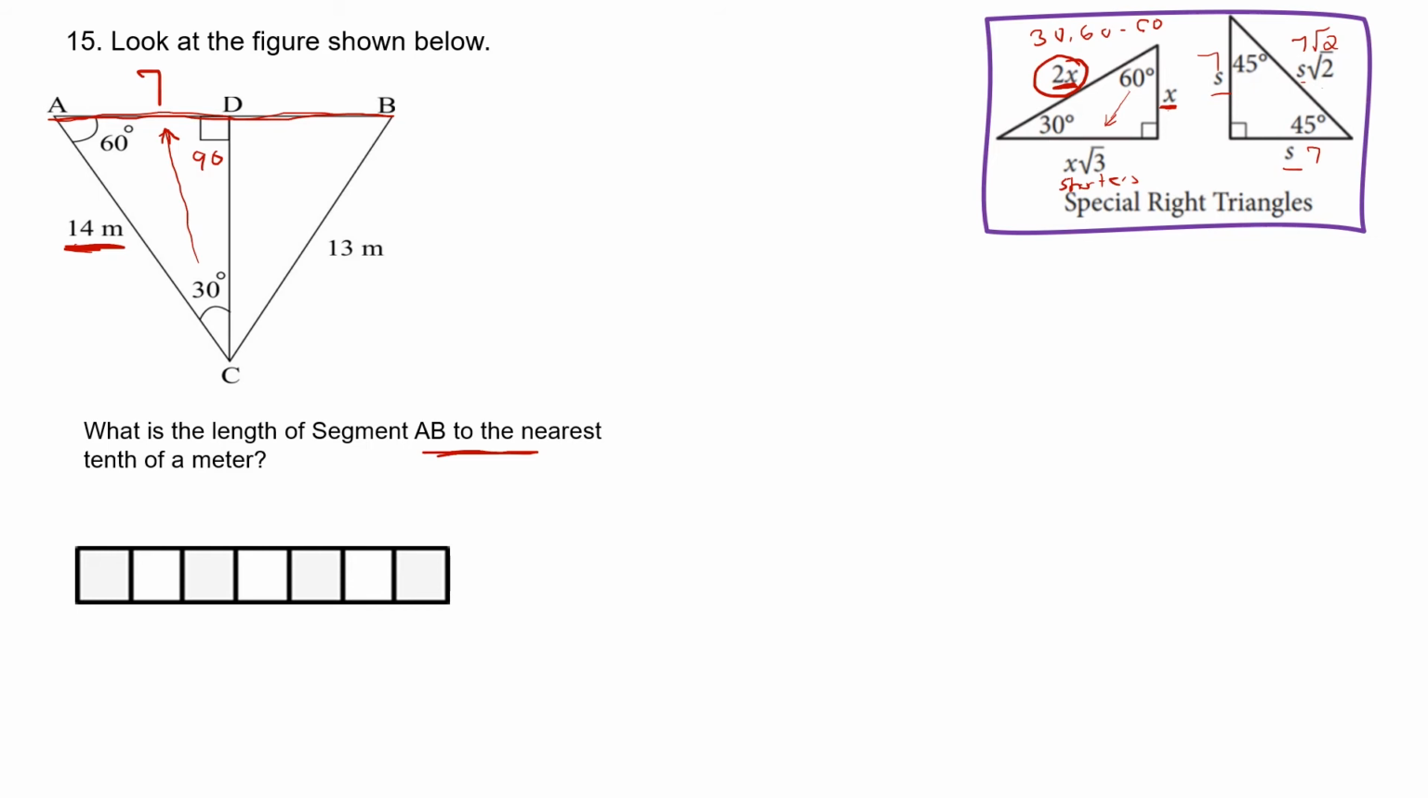Now I found the portion of AB, so I have to find DB. I'm not given that much information for this other triangle here, but I could find the length of side DC. So side DC is actually the longer leg of this triangle, and the longer leg is the square root of 3 times the shorter leg. So the longer leg of this triangle would be 7 square root of 3. That's a 7 there. So 7 square root of 3. Now I have two sides of this triangle right here.